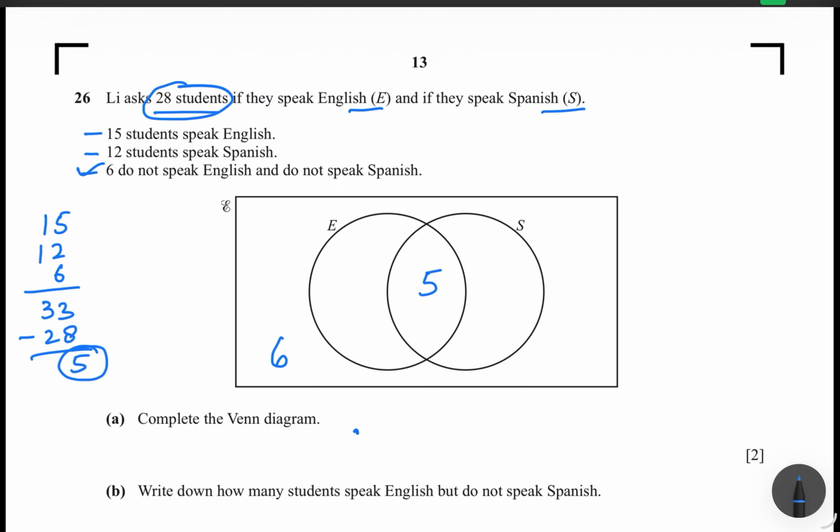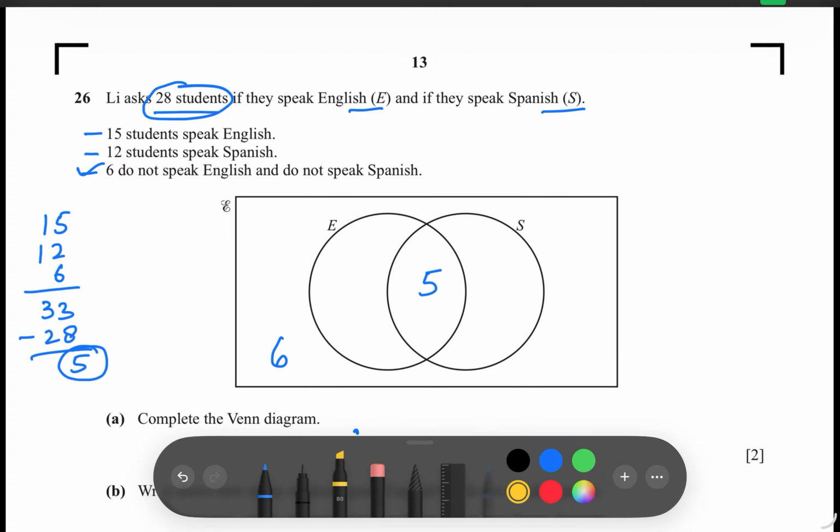So now we will go one by one. The first one, 15 students speak English. So English is this circle here. So we are going to put 15. So 15 is this 10 and 5, and then I will add 10 here. So 10 plus 5 makes 15. So we are done with the first one. The second, 12 students speak Spanish. So in Spanish it should be 12. So 5 plus what gives you 12? It will be 7. So this is how we will complete the diagram.